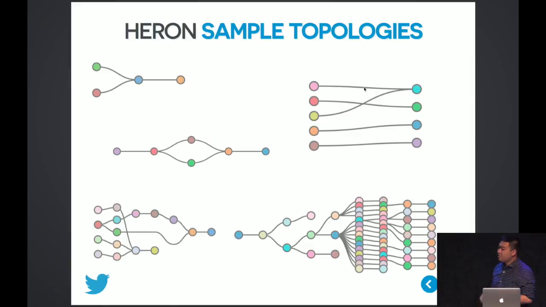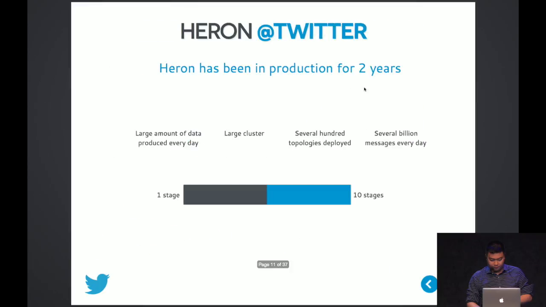Those are some sample topologies currently running inside Twitter. As you can see, from the leftmost, there are some simple topologies, maybe just doing some basic counting, to some very complex topologies, doing very complex machine learning in real time. This is the current stage of Heron at Twitter.